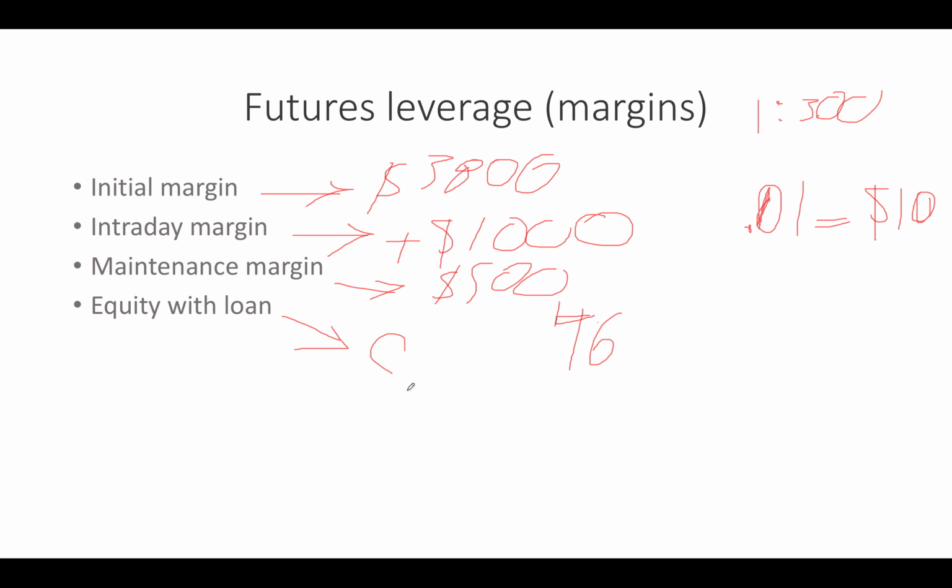So for example, if you have an account with 15K, they'll actually give you 45K. So yeah, that's your equity with loan value. And when you're trading on these futures, they're going to look at this number, which is nice.